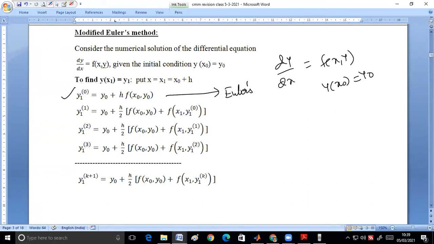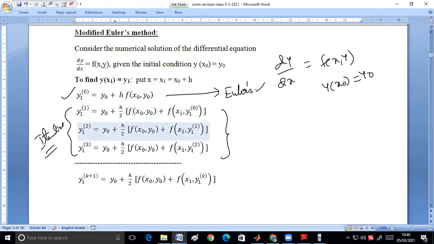After finding by Euler's method, now modify using the iterative method. These three steps are iterative steps like Newton-Raphson and iterative methods. So first we will find the approximate value of y1. Then we will modify it using the iterative method, the successive approximation method. Using successive approximation, we will modify our y1 value. After that, we will find y2 using Euler's method, and again we will modify all these things. So how to modify this one?